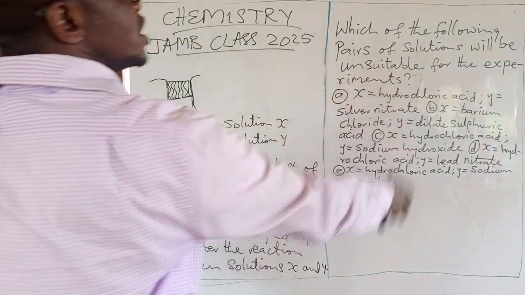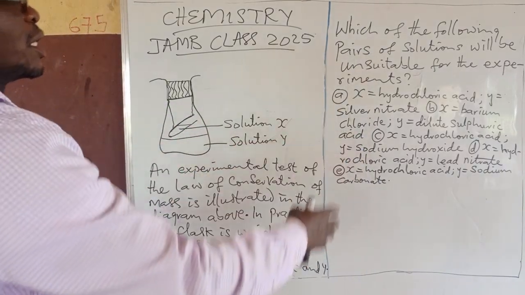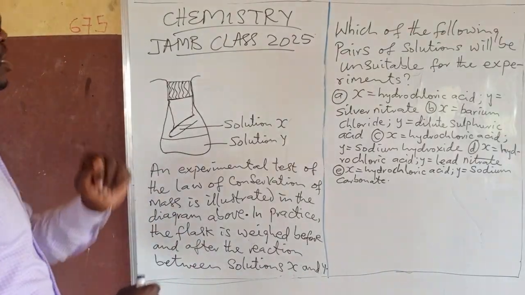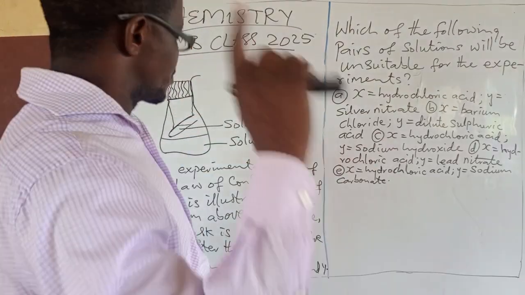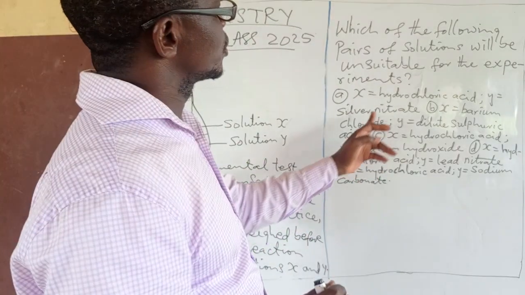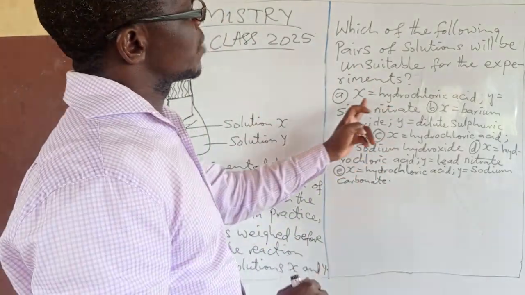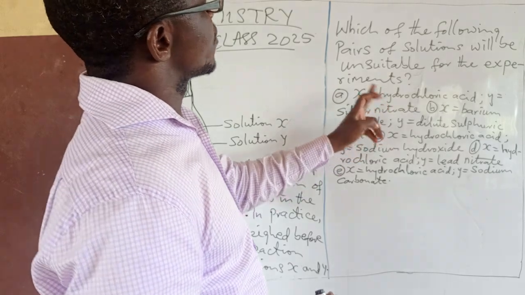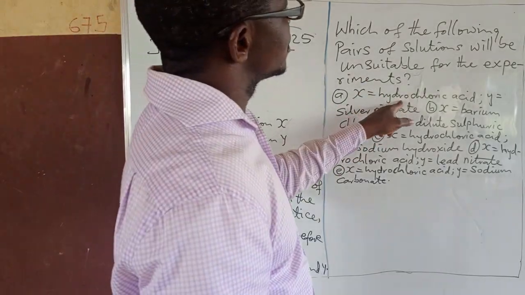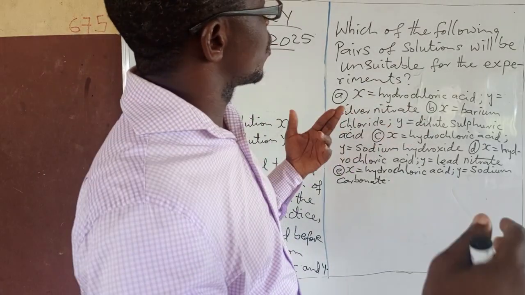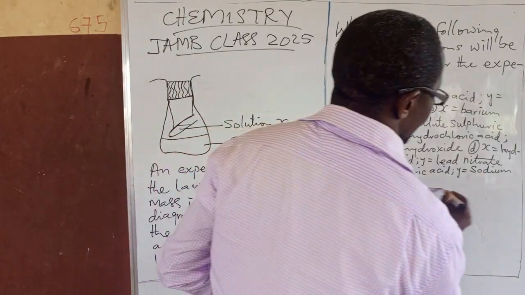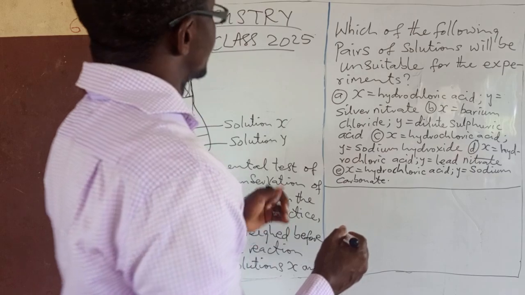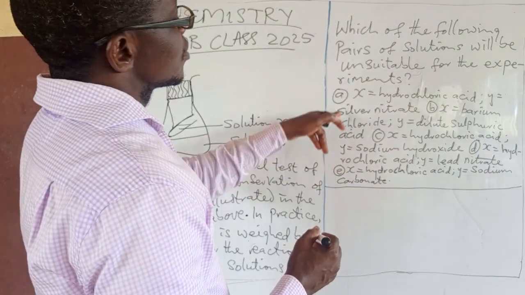Okay, now which of these is not suitable for this reaction? How do you answer this question? Note, very important: for you to be able to answer this question, you should be able to know, if I react this with this, what will I have? Now, let me start with A.